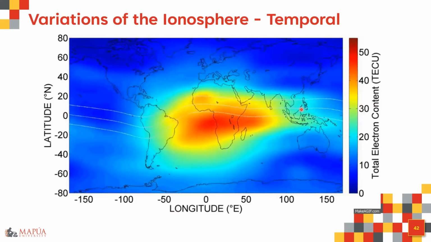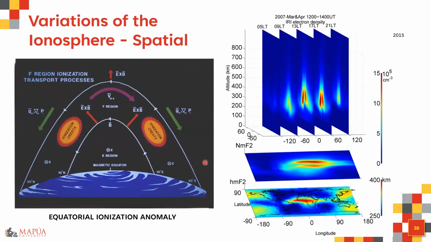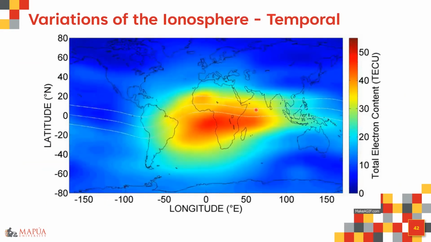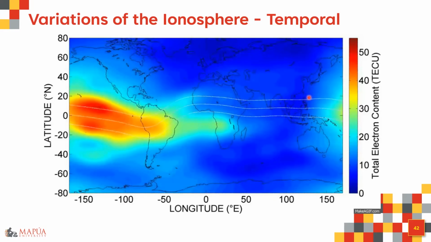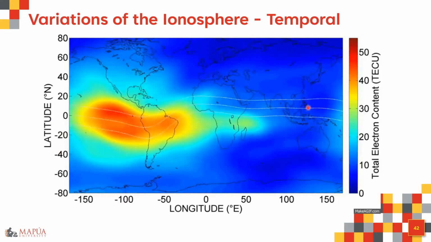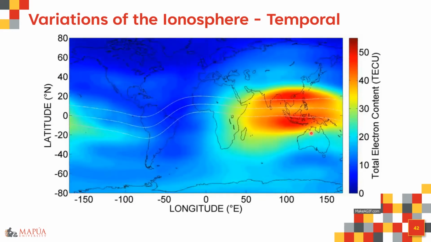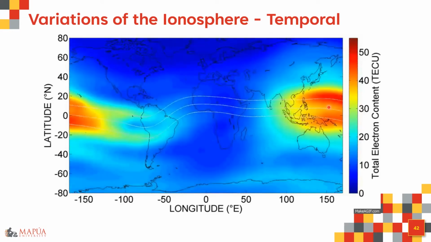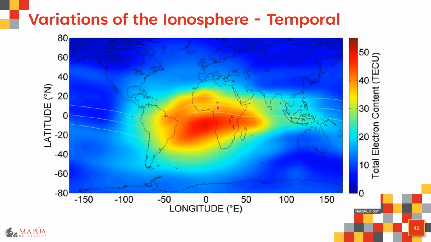And lastly, as you noticed before, with the equatorial ionization anomaly, you have northern and southern crests in the ionization away from your magnetic equator. So what you can notice here is that these ionization crests are around plus and minus 20 to 30 degrees north and south magnetic latitude. And there is a relative decrease in ionization along the equator.